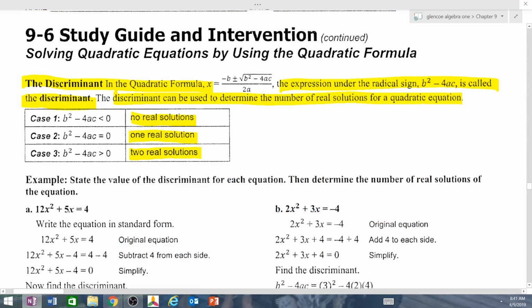Good morning and welcome to part 2 of our lesson from yesterday. This is lesson 9.6, solving quadratic equations by using the quadratic formula. We're going to pick it up today and we're going to talk about the discriminant.